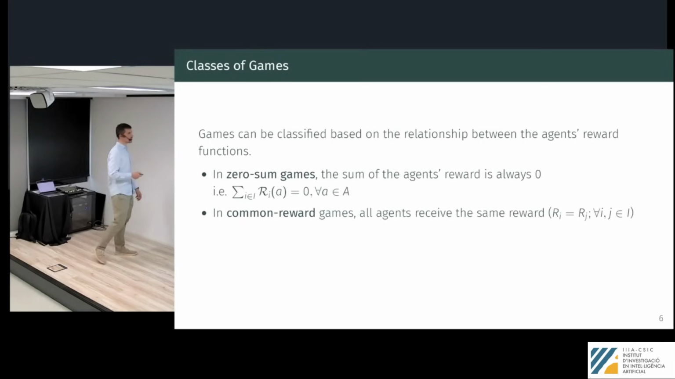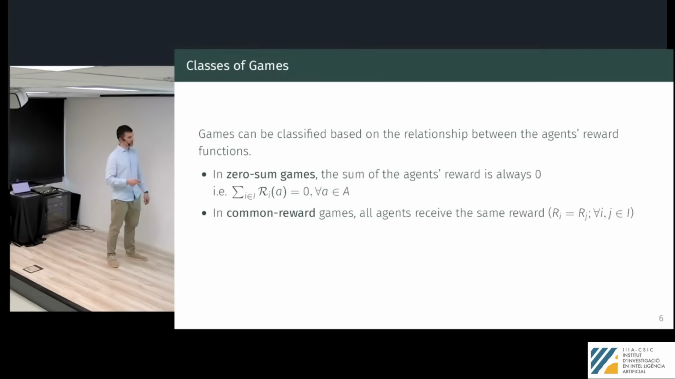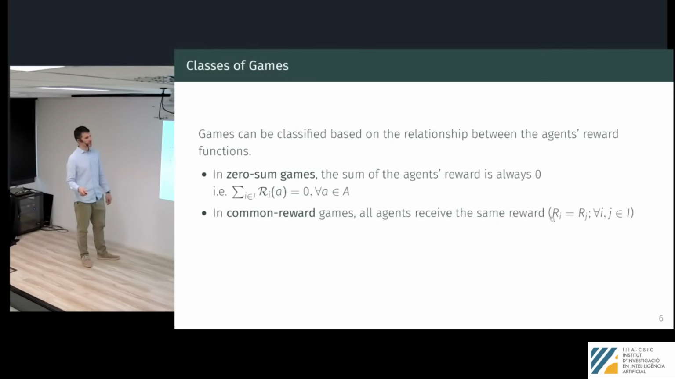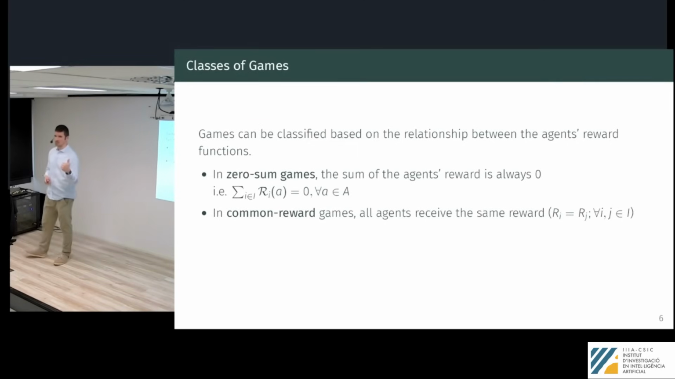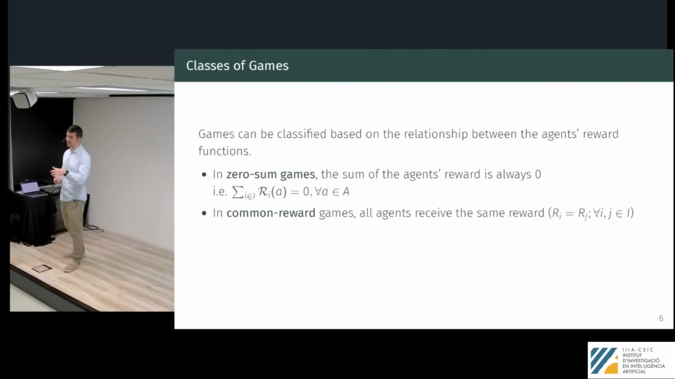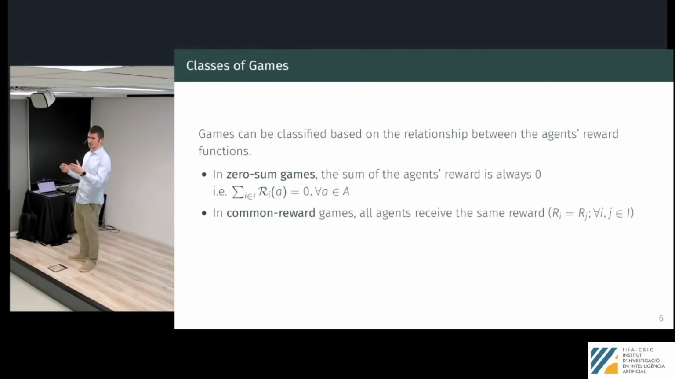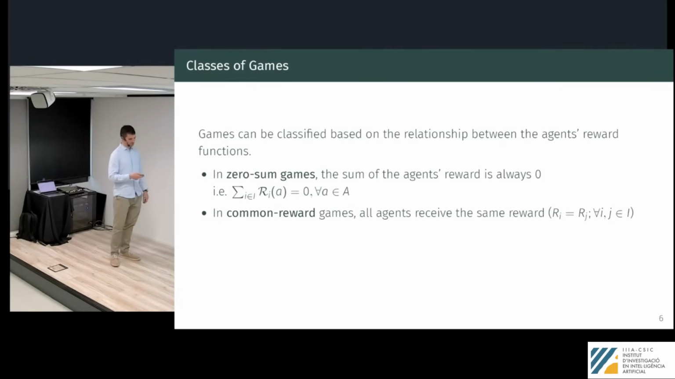The next class is a common reward game. In a common reward game, all the agents have the same reward function. They always get the same reward. You saw earlier this example that I showed you in level-based foraging where they picked an action and then everyone got a +1 reward. You remember that, right? That was a common reward game. And again, you can have this as a normal form game as well.